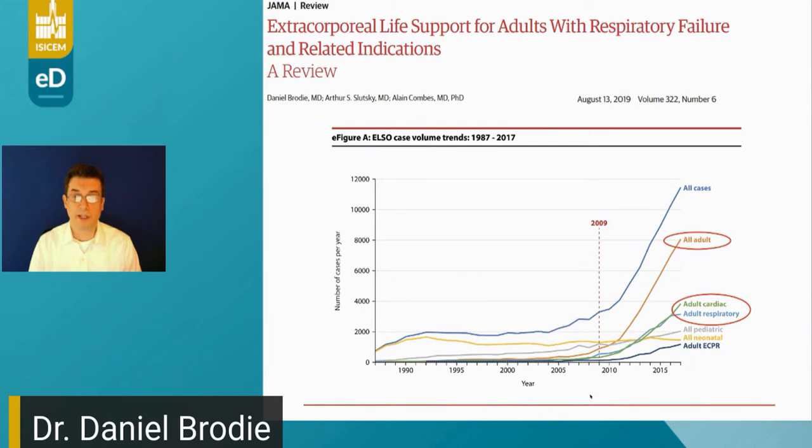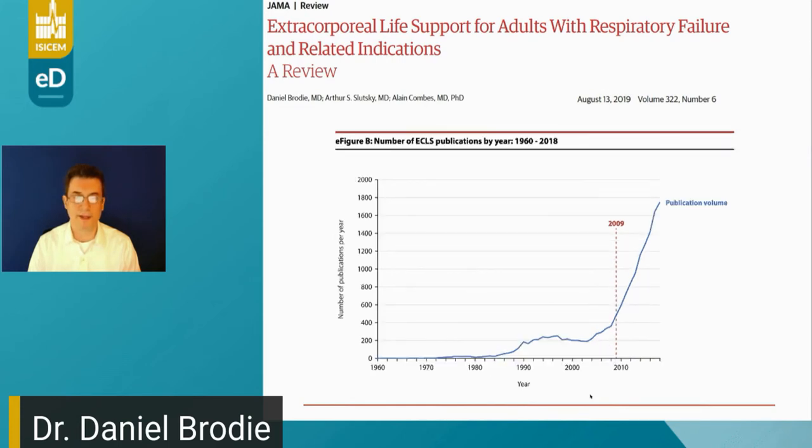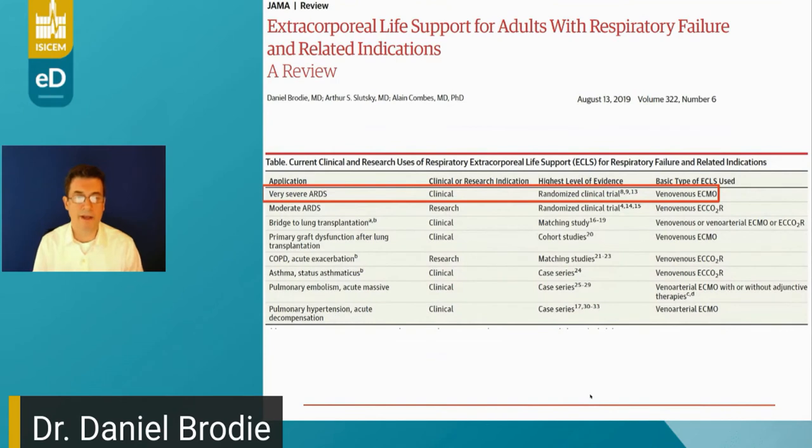The use of ECMO has also been increasing rather substantially since 2009, when there was the confluence of two major events in the field. One was the influenza A H1N1 pandemic, and the other was the publication of the CESAR trial, which I'll show you in a moment. You can see that primarily the increase has been in adult ECMO, and that it's been split about evenly between adult cardiac and adult respiratory. Since that time, the publication volume in ECMO has also increased dramatically, and the highest level of evidence that we have right now is really for very severe ARDS with randomized controlled trials for veno-venous ECMO.